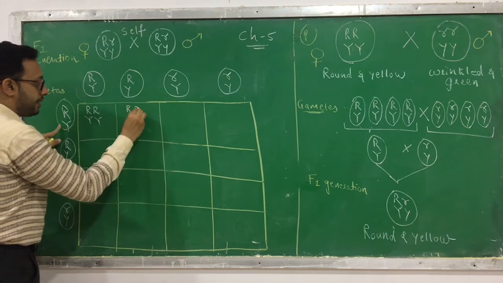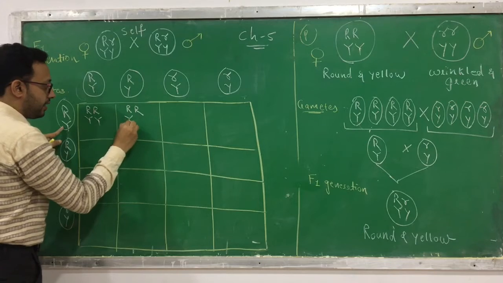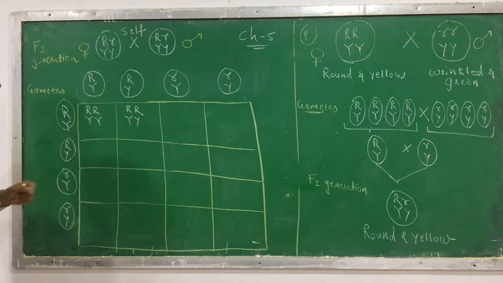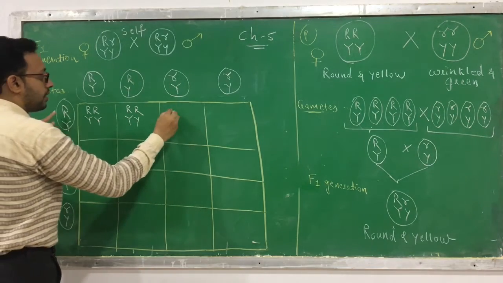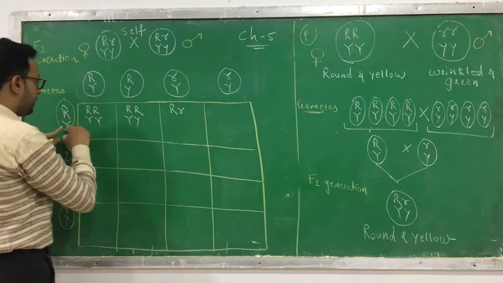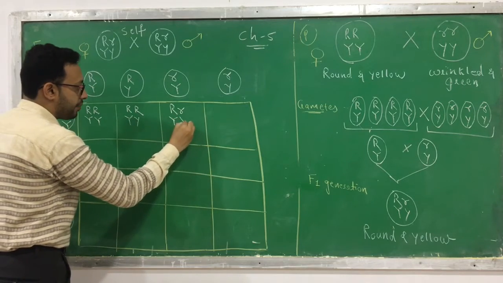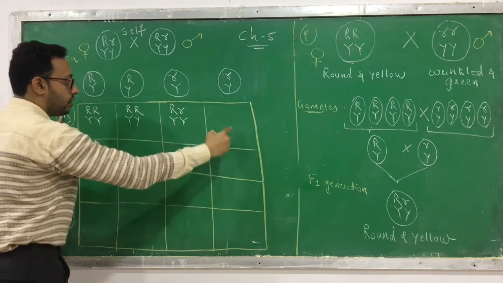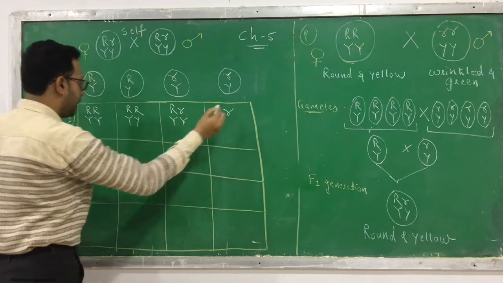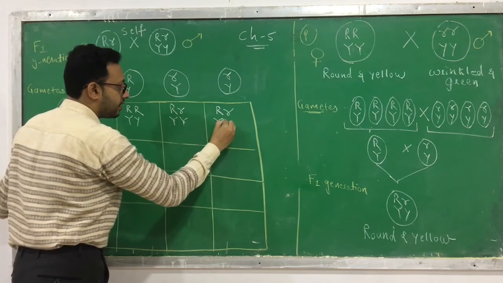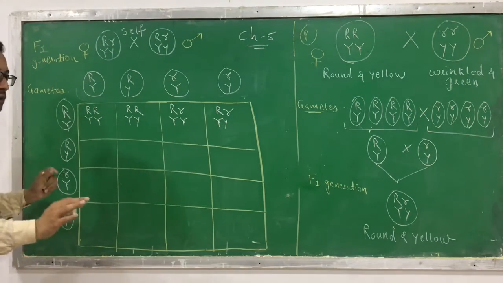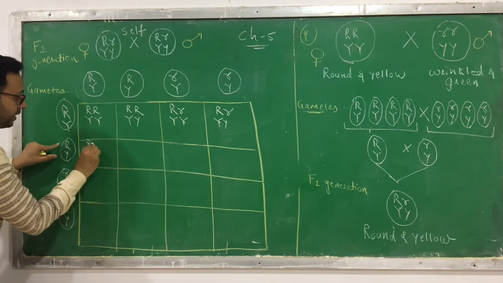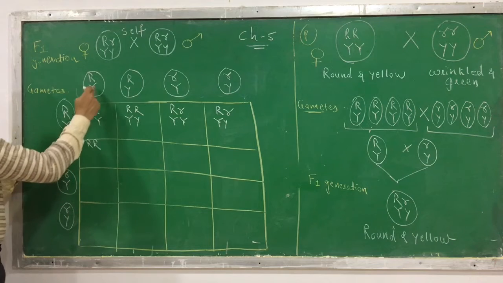Capital R, capital R, capital Y, small y. See here, it's a small y. Okay, clear? Now mix these two. Capital R, small r, capital Y, capital Y. Clear? Same thing over here. Row and column. Capital R, small r, capital Y, small y. Clear? Do the same way, like this. This row, this column. So here it's a capital R, small y, capital Y.